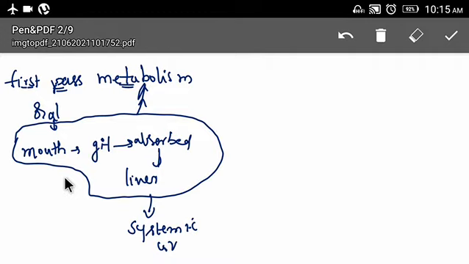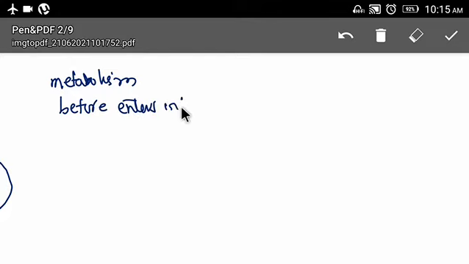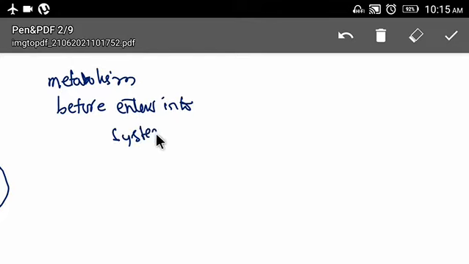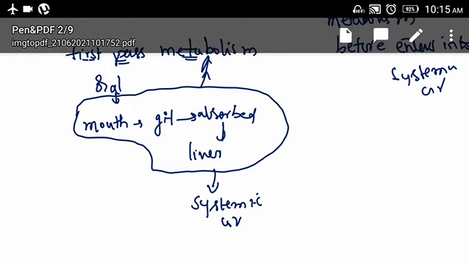So simply we can say first pass metabolism is the metabolism that takes place before the drug enters into systemic circulation. Here we can see that after going into the liver, it then enters into systemic circulation.